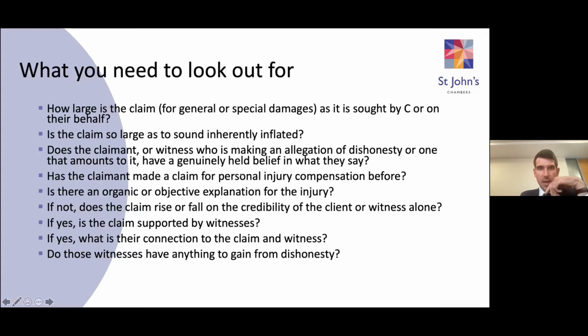How large the claim is. Has the claimant made a claim for personal injury compensation before? Is there an organic or objective explanation for the injury? Is it a corroborated account? Is it a claim that sounds so large as to be inherently inflated? Is it the kind of amount or the kind of claim to which you would raise an eyebrow?